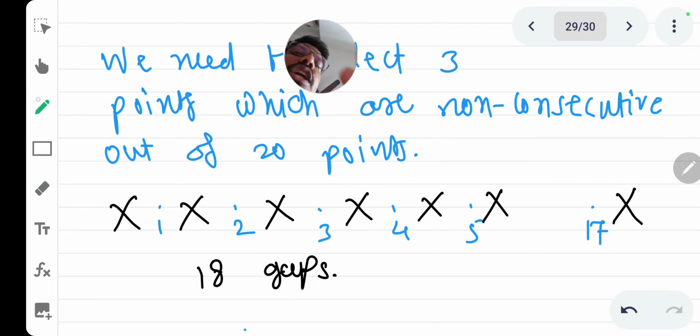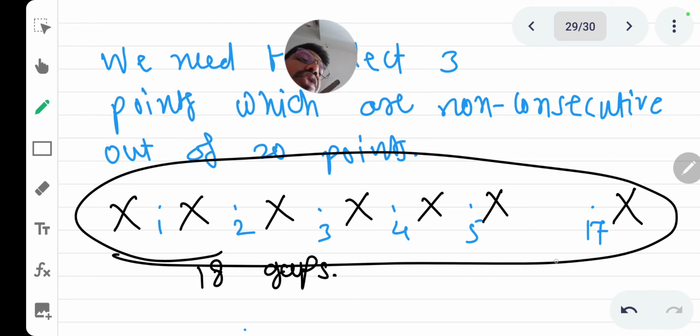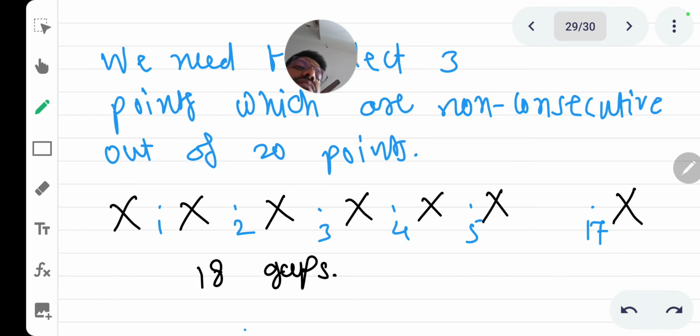So there are total 17 points. 17 points are going to give how many gaps? 18 gaps. Now you can select these gaps. How many gaps do you want? You want 3 gaps only, because you want 3 non-consecutive points. So it's a reverse technique for difficult question. There's one more technique for such question, but that is a bit lengthy. This is a reverse technique in which we arrange the 17 objects first and then we check out the gaps. There were total 18 gaps, and out of these 18 gaps we will select 3 gaps.